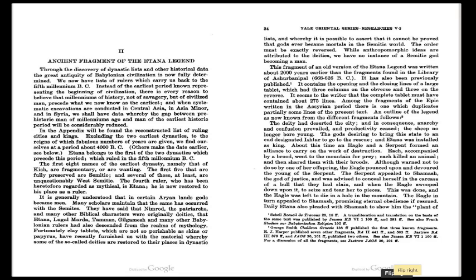This fragment of an old version of the Etana legend was written about 2,000 years earlier than the fragments found in the library of Ashurbanipal, 668 to 626 BC. It has also been previously published. He's got some footnote down here. A transliteration and translation on the basis of the same text was published by Jensen, KB, Volume 1, 1100 ff. and 581 ff. See also Frank, Studies on Babylonian Religion, 105 ff.